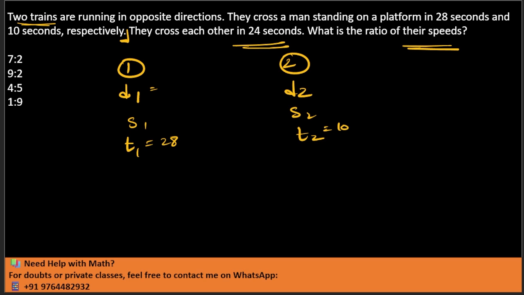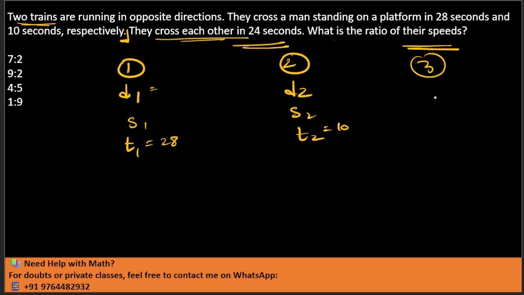But nothing is common, nothing is constant, or nothing is the same, whatever you want to say. So we cannot apply the relation here, because out of the three components we don't have anything the same. And third, we have a third scenario, where they cross each other in 24 seconds.